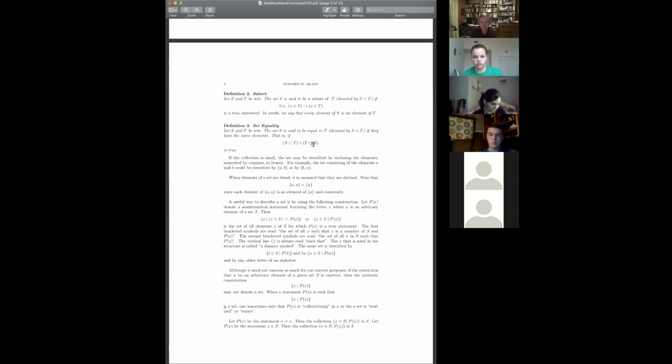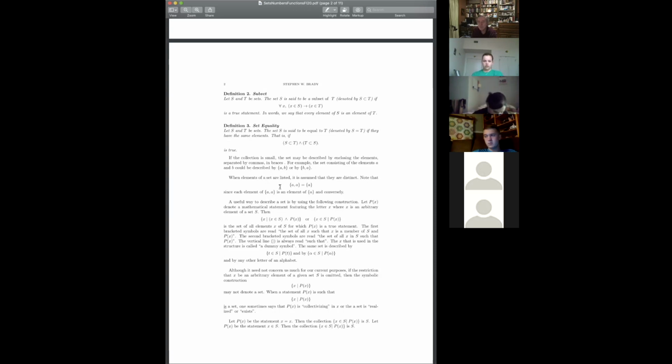Okay, now if the collection is small, we may be able to describe it by just describing it. Namely, if I want to talk about the set with elements A and B in it, I can write this. There's no order here because it's the same collection. What does this set have in it? A is an element and B is an element. What does this set have in it? A is an element and B is an element. So you could quickly show those are equal sets. They have the same elements.